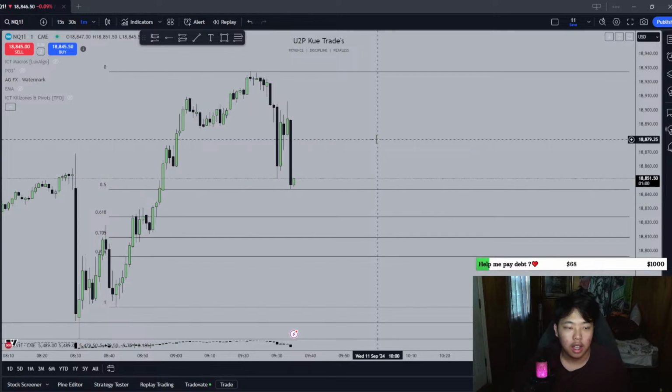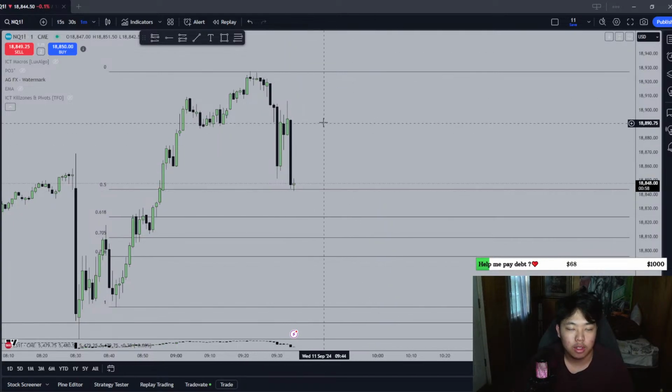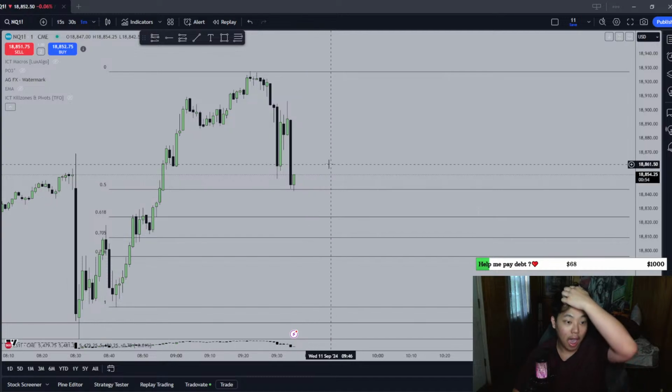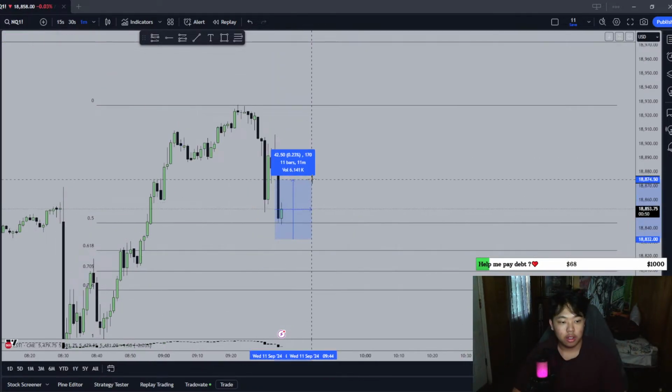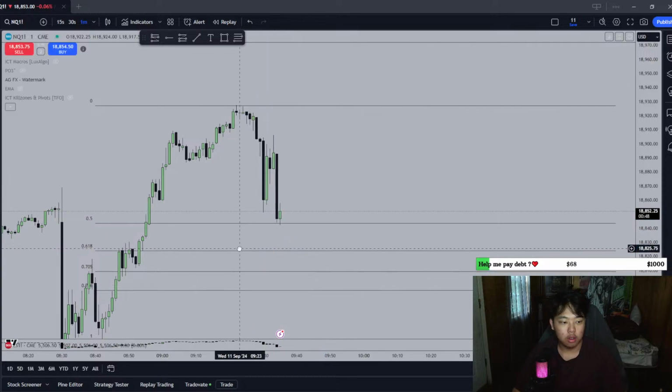There we go. See, I told you guys I want to see price come back up, chop around, come back down, tap the 50% mark. Fake out buyers here, come back down, sweep out that low, consolidate for a little bit, and then push back up to the upside.